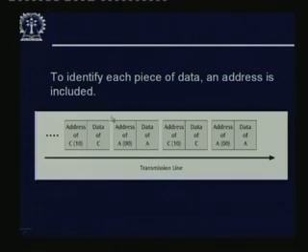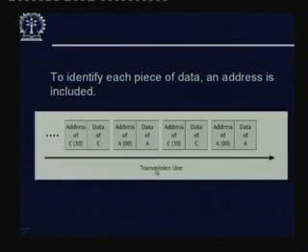So, this is an example. To identify each piece of data, an address is included. So, data of C as well as the address of C, data of A as well as the address of A. So, the address also has to go with the data. This of course is under the assumption that all these data packets and this address together, all this packet length, is fixed, which is the case in some systems like ATM etc.